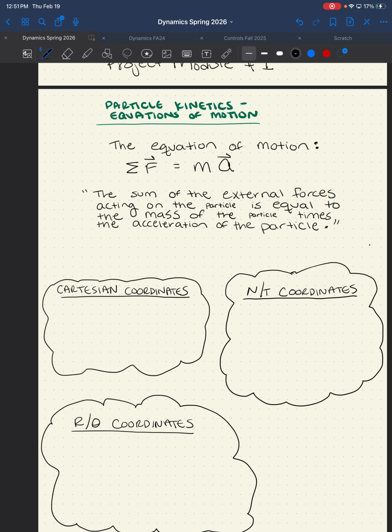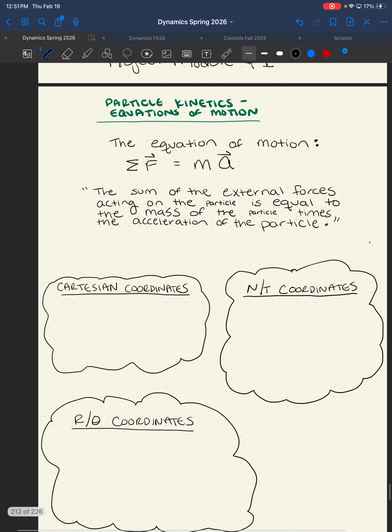Okay, so notice we're not talking about rotations. Why are we not talking about rotations or torques? It's a particle. It has no volume. It doesn't make sense for it to be rotating. Okay, it's a point mass floating around in space.